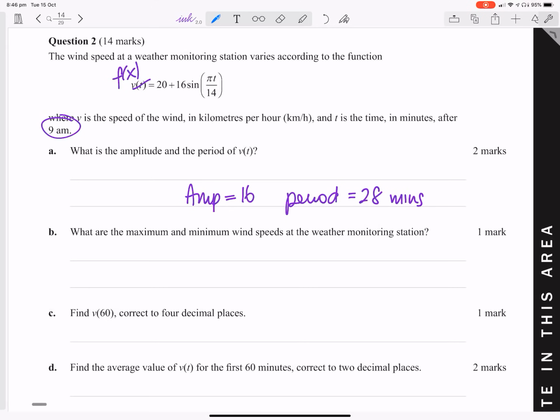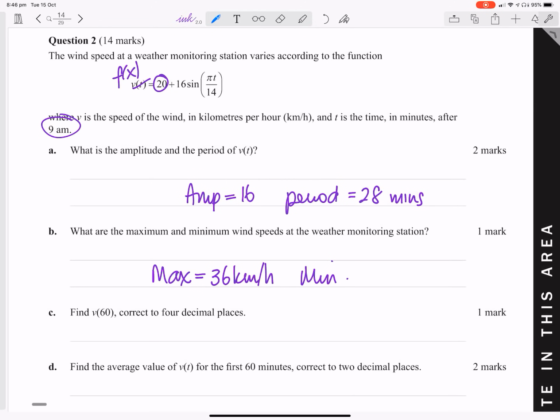So, what are the maximum and minimum wind speeds at the weather station? If we know our center's 20, if we add 16, max is 36 kilometers an hour. Min, 20 minus 16 is 4 kilometers an hour. I'm pretty sure that's all they want. It's really weird that they've got kilometers an hour and then a time in minutes, but I guess it's just a wind speed, so they're not actually connected.